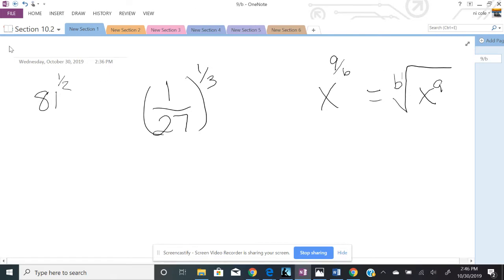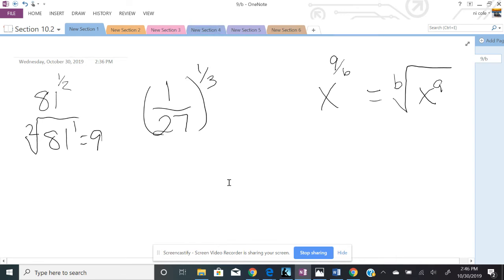So when you have 81 to the 1/2 power, that's like saying, well, I have 81 to the power of 1 square rooted. So effectively 81 to the 1 power is 81, and you square root 81, and that gives you 9. Okay, same thing goes with fractions.